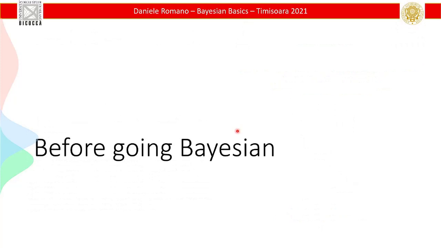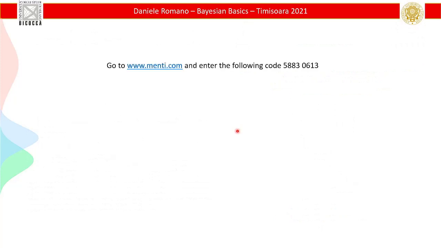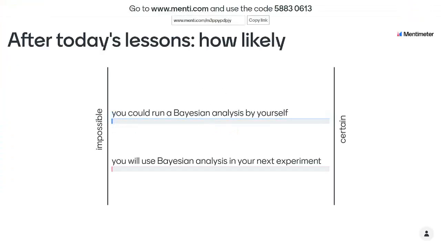Okay, before going Bayesian, if you have an internet connection, I ask you to switch just for a second to this one. So you go to www.menti.com, you enter this code that you see up here, and just answer this couple of easy questions. The code is 58830613. You can do it also from the mobile if it's easier. Let's see if it works.